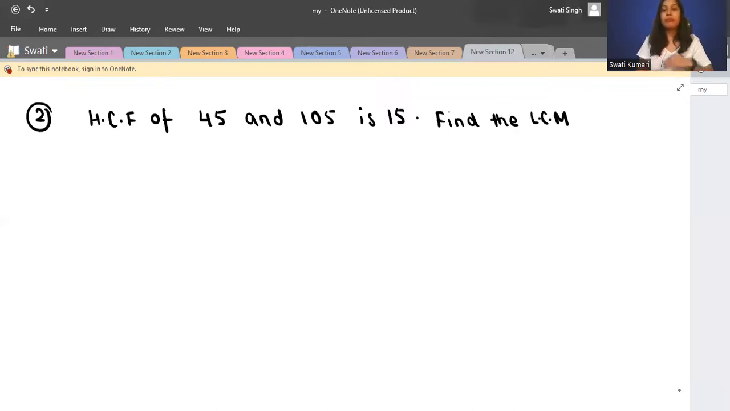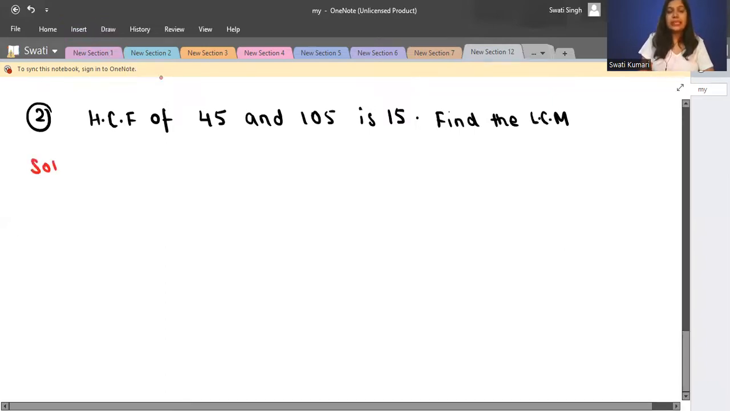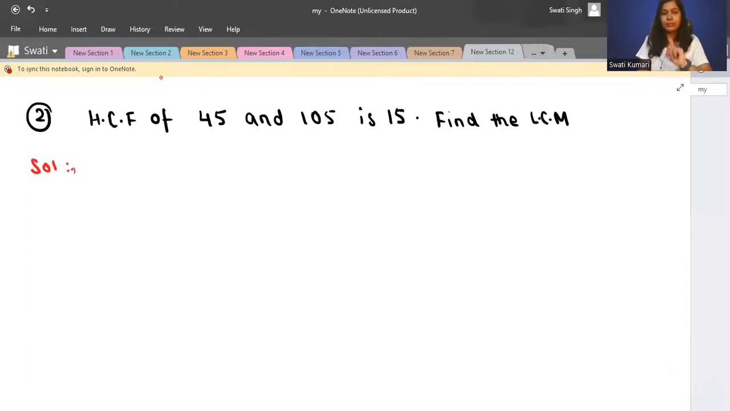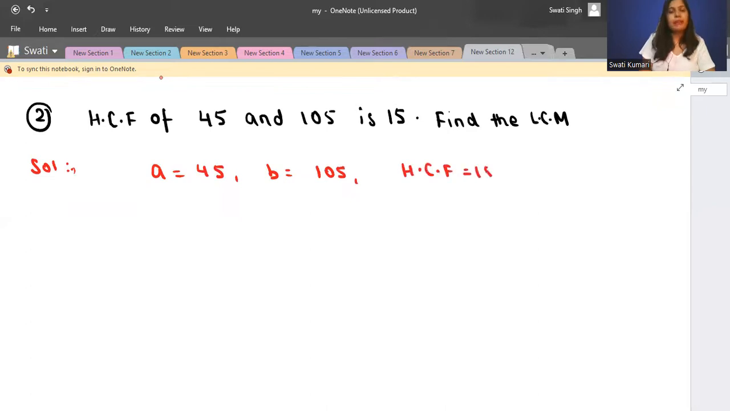Okay, this time you have to find the LCM. Let us first write down the given information. As you can see here, the HCF of two numbers is 15. So let us write down the two numbers first. Let us assume the first number A is 45, the second number B is 105, and the HCF is 15. And now we have to find the LCM.